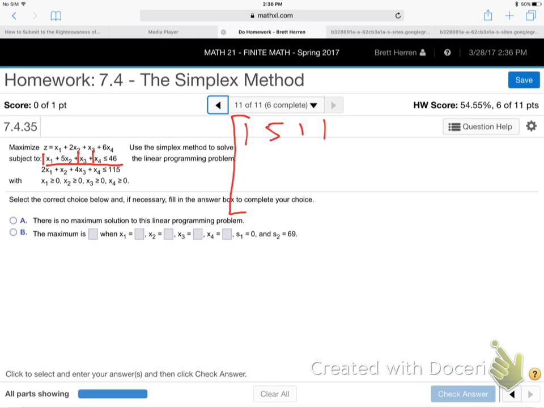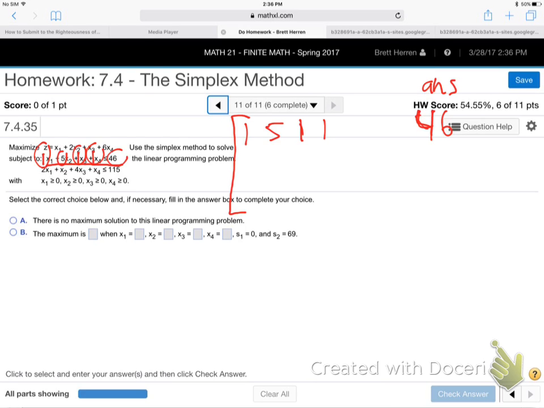1, 5, 1, 1. The 46 is going to go way over here in the answer column. Everybody see what I did there? I just put in 1, 5, 1, 1, and the answer way over in the right. I know there's going to be a slack variable. Hold on. I'll show you a real easy way to do all the slack at once.